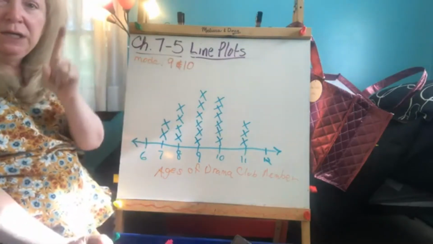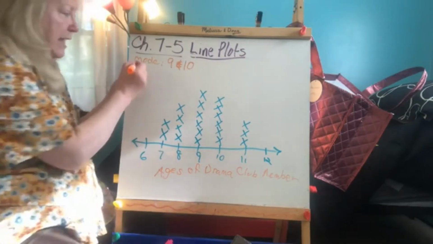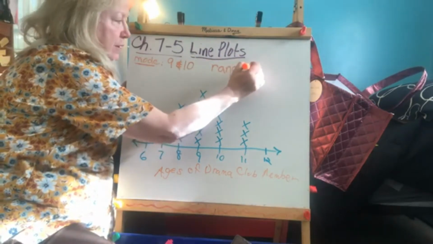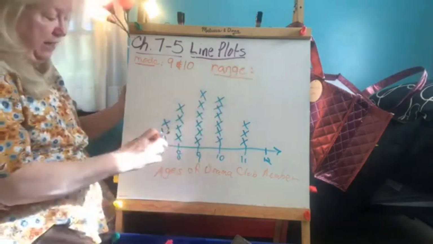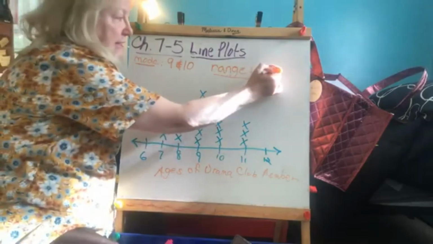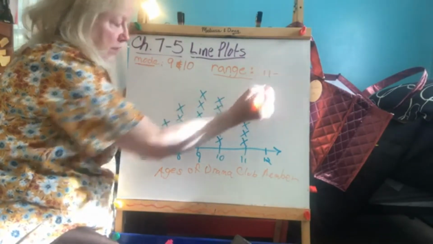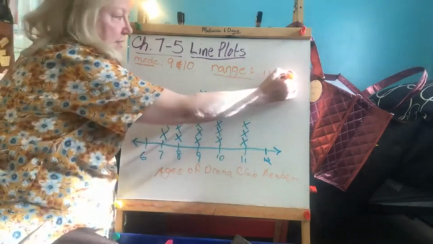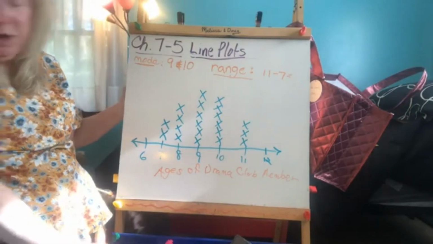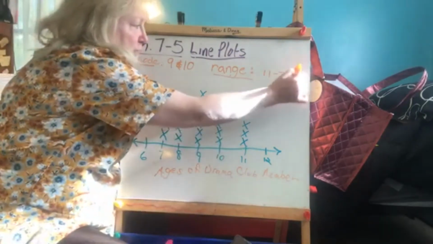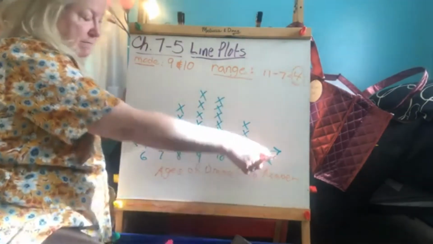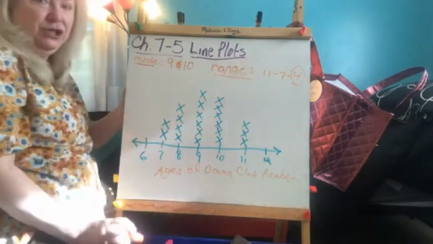Now we're going to learn another vocabulary word. Besides mode, we are going to learn range. And range, you take the highest age minus the lowest age. So the highest age is 11 years old. The lowest age of this data set is 7, and you subtract it. And 11 minus 7 is 4. That's right. So the range for this set of data is 4. The highest age minus the lowest age is the range.